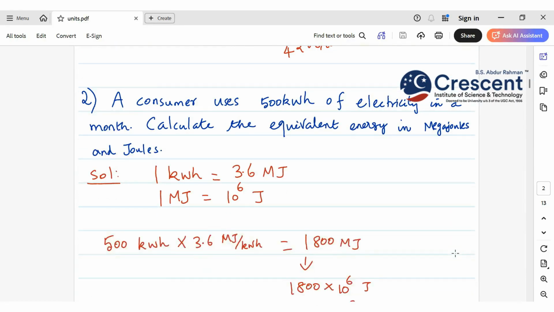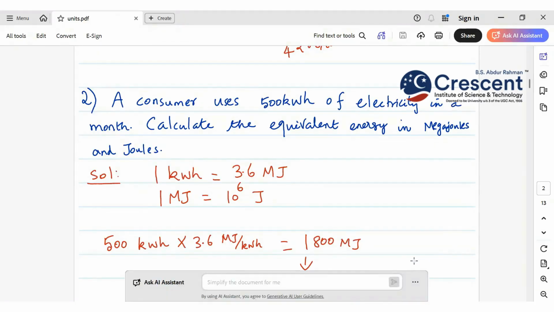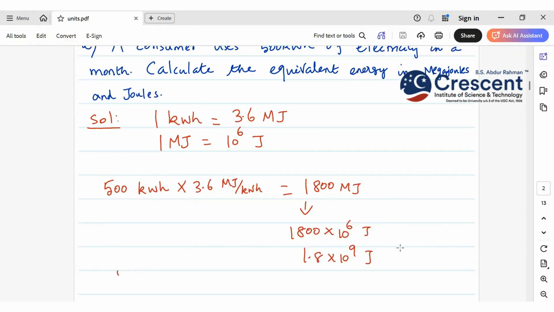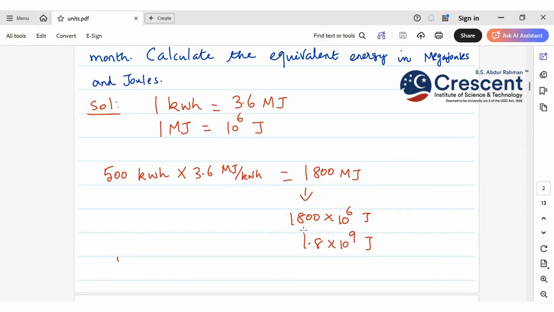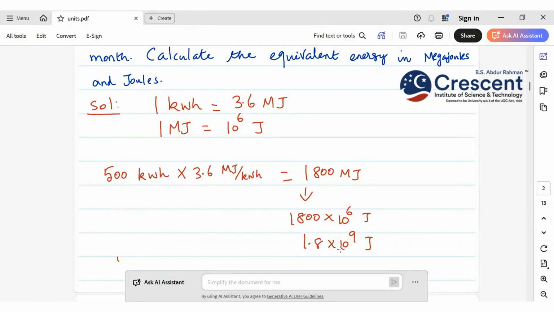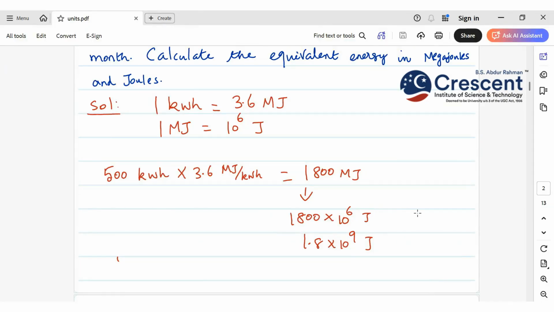Similarly, there is another problem where a consumer uses 500 kilowatt hour of electricity in a month. Calculate the equivalent energy in megajoules and joules. As we know, 1 kilowatt hour is equal to 3.6 megajoules. 1 megajoule is equal to 10 power 6 joules. So 500 kilowatt hour into 3.6 will give you 1800 megajoules. So how to represent this as joules? Either for megajoules you can put 10 power 6 joules, or you can represent this as 1.8 into 10 power 9 joules as well.